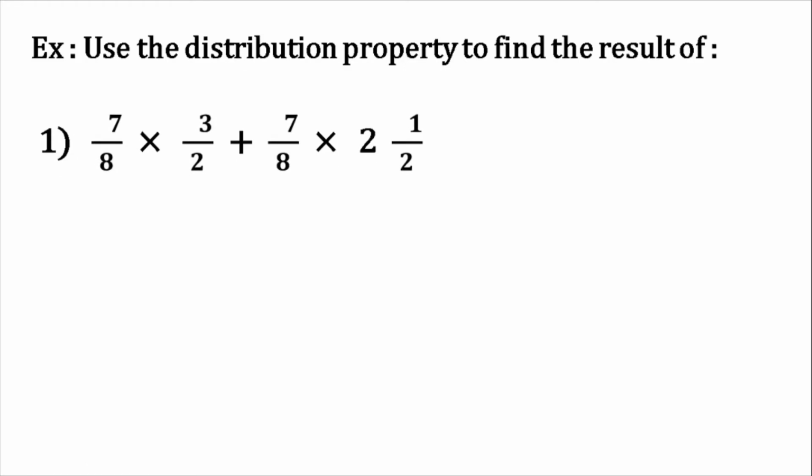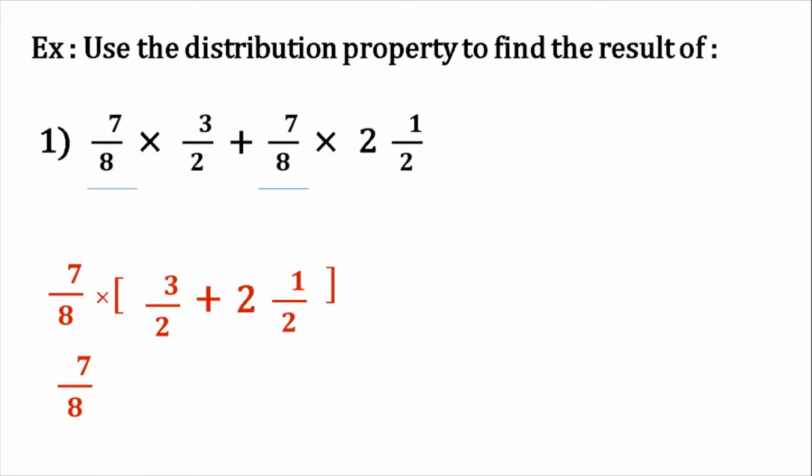Example. Use the distribution property to find the result of number 1, 7 over 8 times 3 over 2 plus 7 over 8 multiply 2 and a half. As we notice that 7 over 8 is a common factor, we will write 7 over 8 multiply open bracket 3 over 2 plus 2 and a half close bracket. Then calculate the bracket, which equals 4, then multiply 7 over 8 times 4. The final result will be 7 over 2.